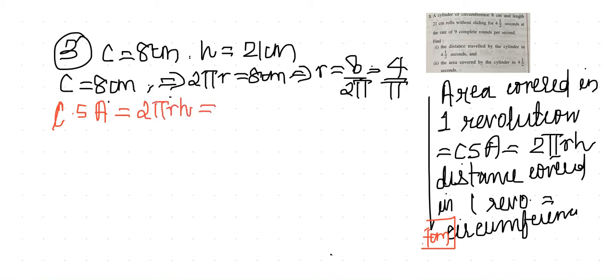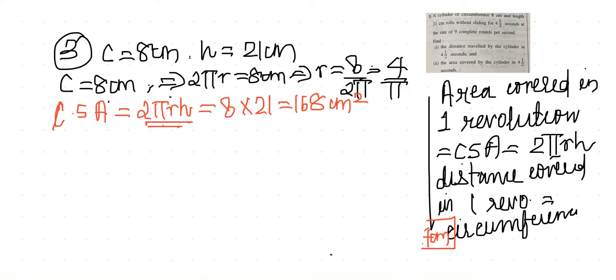You already know how much is 2 pi r, children. That is already equal to the circumference. So this is 8 into height, which has been given as 21. So this comes out to be 168 centimeter square. This is my curved surface area. Or else, if you are getting confused, you can write 2 into pi into r, where r is 4 upon pi, into h. Then also you can get the answer.